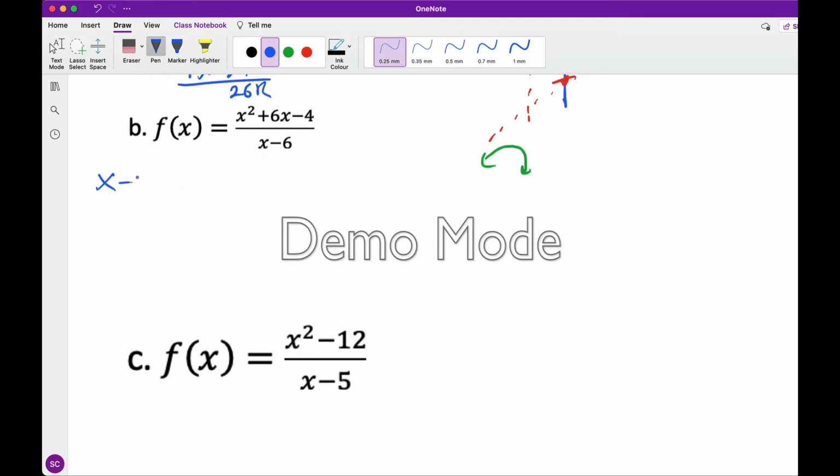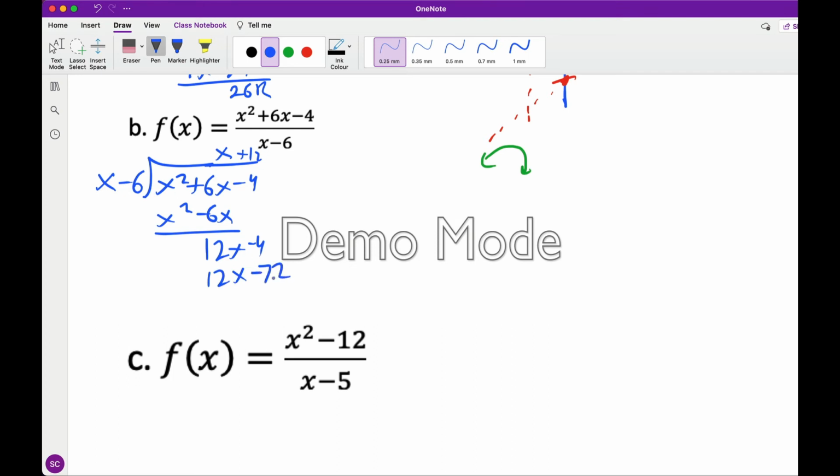We're going to do long division, x minus 6 into x squared plus 6x minus 4. So you need an x here because x times x gives you x squared. Remember, we're subtracting, not adding, so you get 12x minus 4. So you need this to be a 12, and 12 times that gives you 12x minus 72. And when you subtract, you get 68 remainder. So that means the function equals x plus 12 plus 68 over x minus 6.